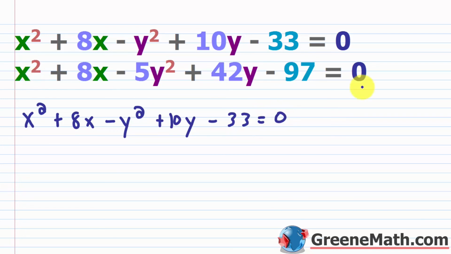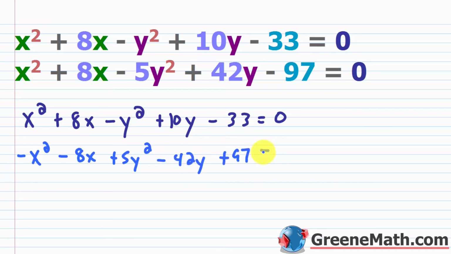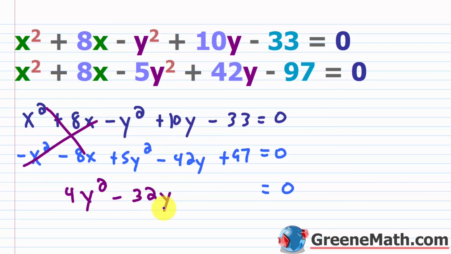For this one, if I multiplied by negative 1, I'd have negative x squared, and then minus 8x plus 5y squared, and then minus 42y plus 97 equals 0. If I add the left sides together, and set this equal to the sum of the right sides, which again would just be 0, the x terms cancel. So what I have is negative y squared plus 5y squared, which is 4y squared. 10y minus 42y would be minus 32y. And then 33 plus 97 is 64.